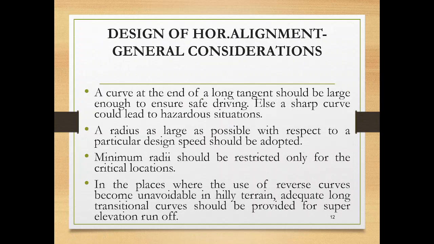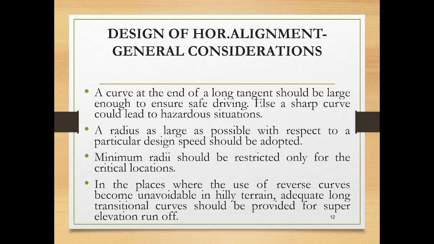Then these are some considerations. A curve at the end of a long tangent should be large enough to ensure safe driving. That means you should not have a long straight and at the end of it a hairpin bend. That is very dangerous. The vehicle will slip out of the road. And a radius as large as possible with respect to the particular design speed should be adopted. So if your design speed is 70 kmph, usually even a 225 meter radius is enough.